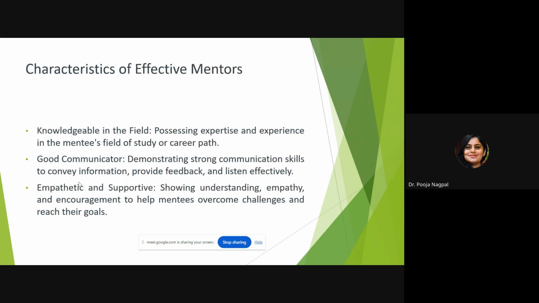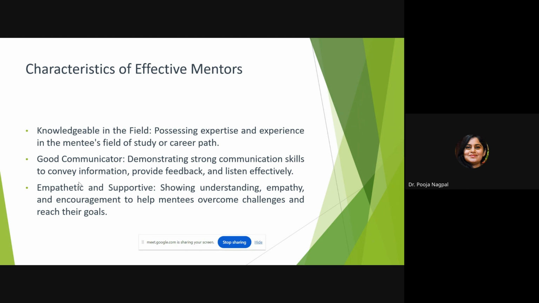Characteristics of effective mentors: knowledgeable in the field. There is a characteristic of every mentor that he or she should be very knowledgeable in the field. You will not be able to guide any student unless you have knowledge of that particular area. So you need to acquire that knowledge. You can say that will be the training phase of every mentor. So, possessing expertise and experience in the mentee's field of study or career path.